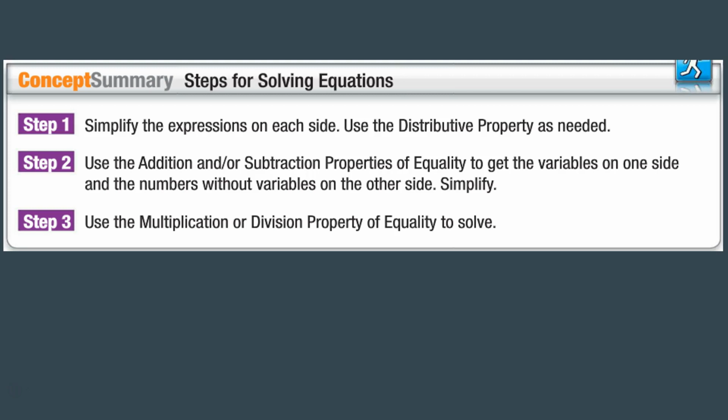Alright, so steps for solving equations. The first thing we want to do is to simplify the expressions on each side. Use the distributive property as needed. Then, step 2, use the addition and or subtraction properties of equality to get the variables on one side and the numbers without variables on the other side. Then simplify. Step 3, use the multiplication or division property of equality to solve.